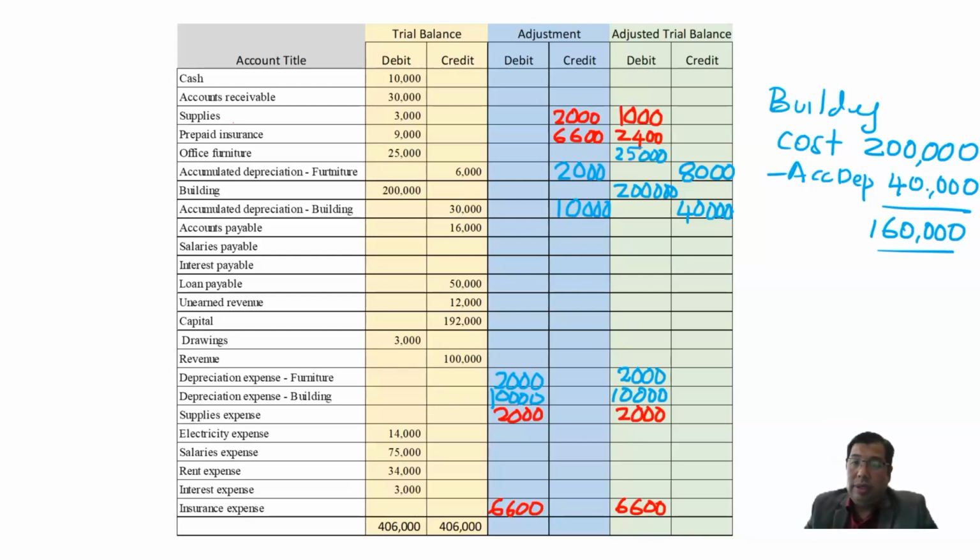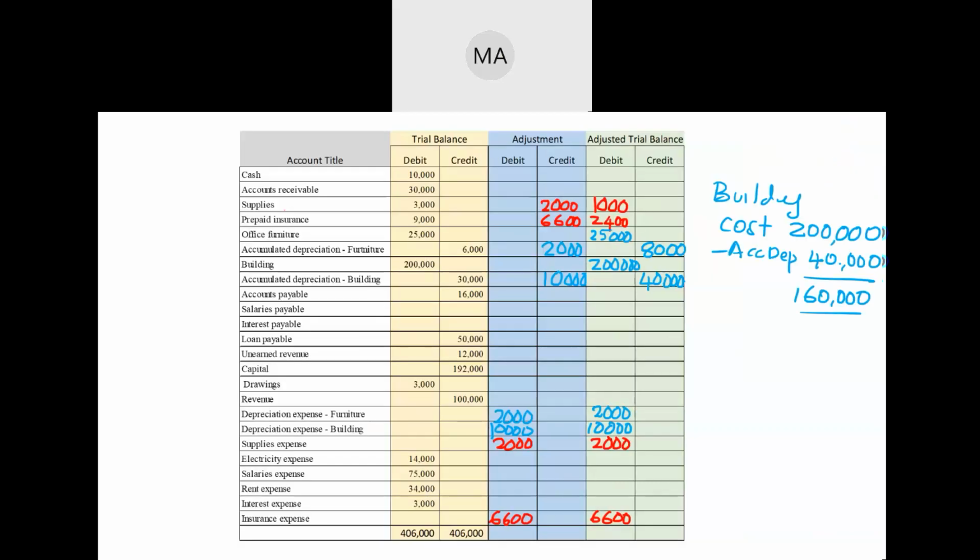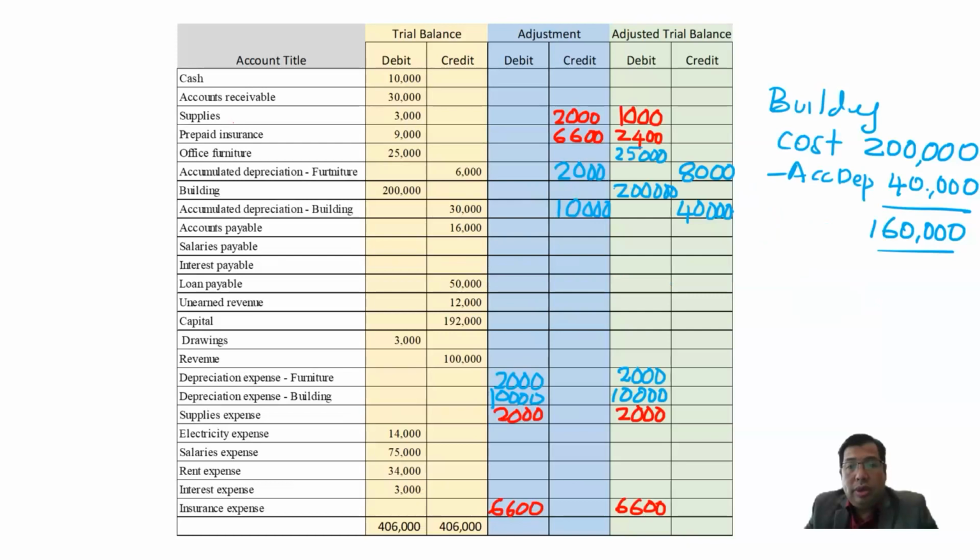Sir, we don't put the new cost on the adjusted trial balance? The new cost, we don't put the new cost. The cost is still the same, 200,000. The only thing changed is here, your accumulated depreciation. Your accumulated depreciation will increase over time. So the cost is still the same.